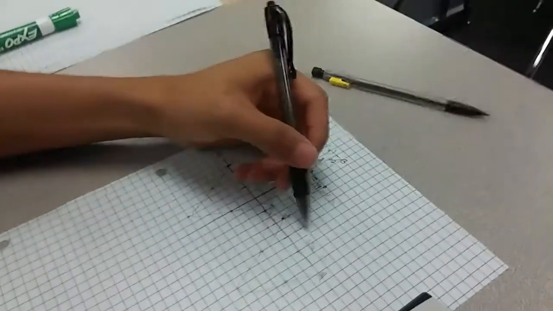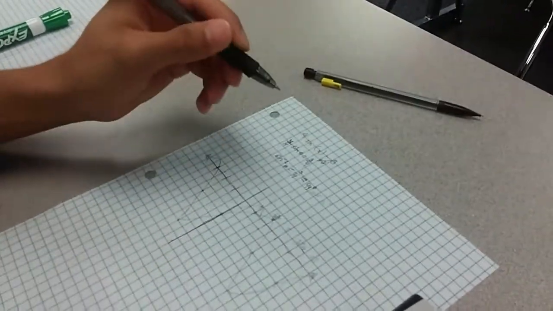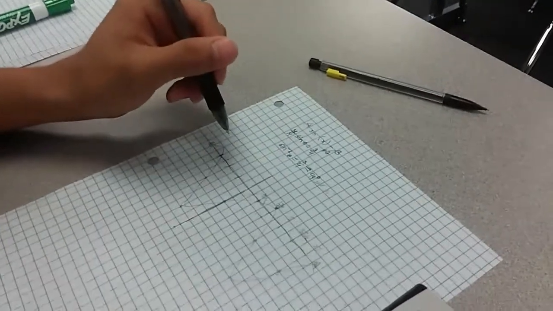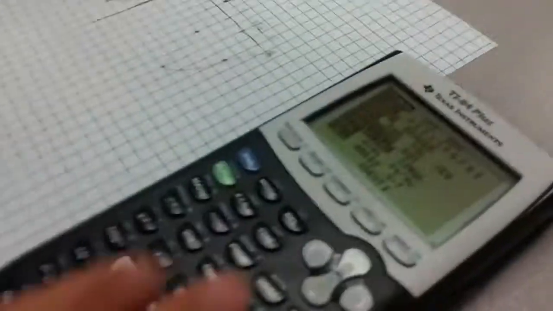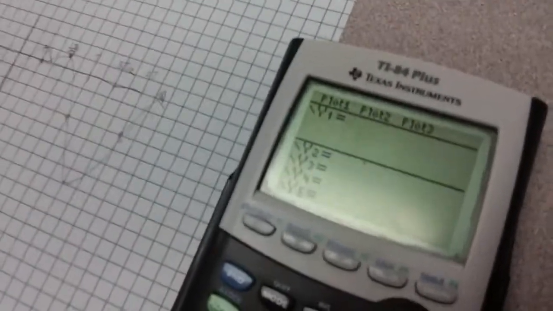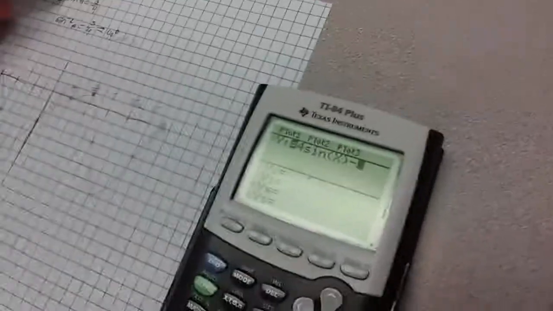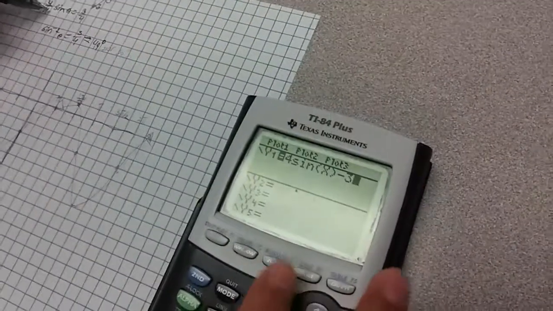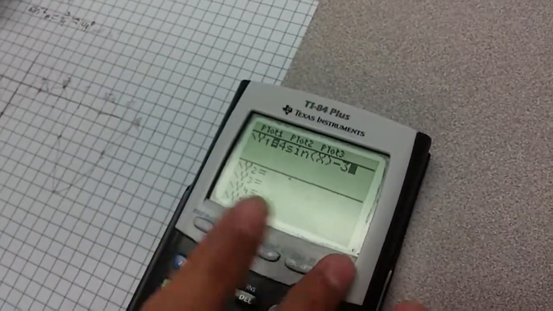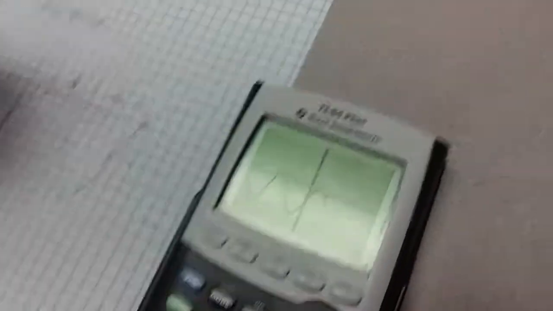And then you just have to graph it: 4 sine x minus 3. And once you graph it, you see this.